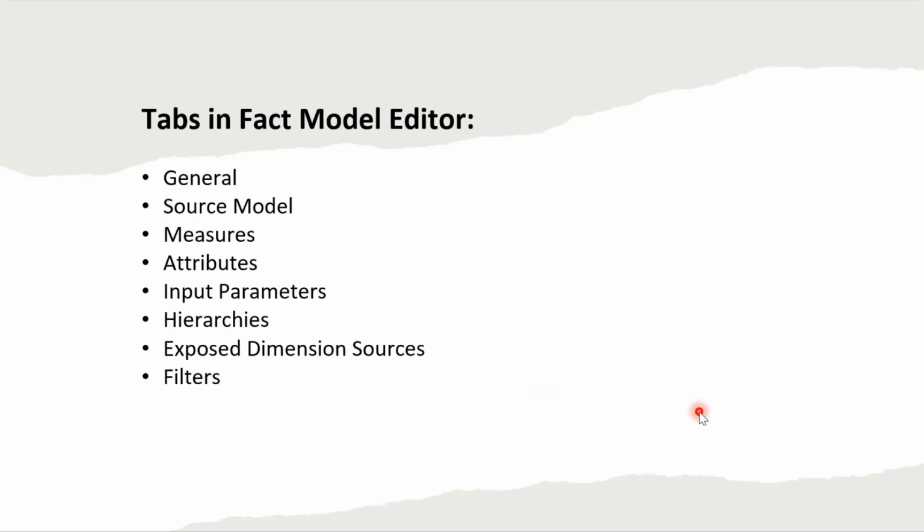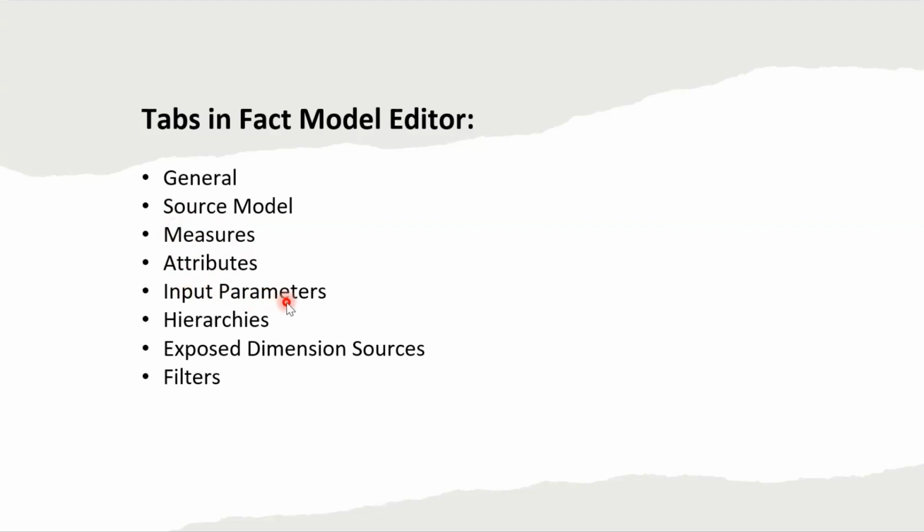Now, what are the tabs in your fact model editor? When we start creating a fact model, we will come across these tabs, which are general, where we will define the name of the fact model. Then we have source model. So we will be using different source models to create our fact model. Then we will be defining what measures we need, what attributes we need from the sources.